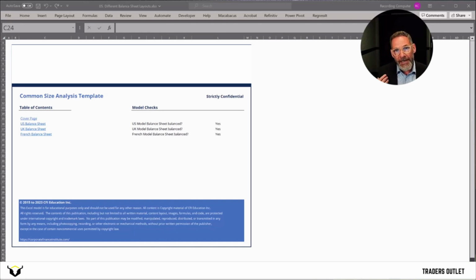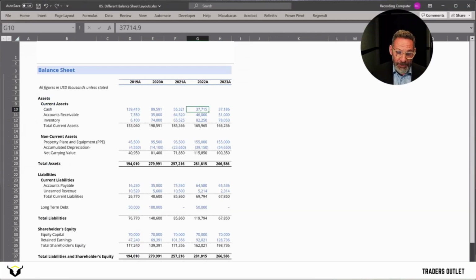So to give you a couple of examples, I thought I'd share with you a US typical balance sheet versus a typical UK balance sheet and a typical French or German balance sheet. And the key thing is, as an analyst, you want to be mindful that the same information is there, it just might be laid out slightly differently. So what we have been building so far is a balance sheet that is laid out in a format that we typically see in places like the US and Canada.